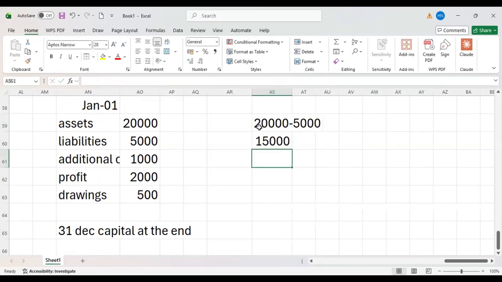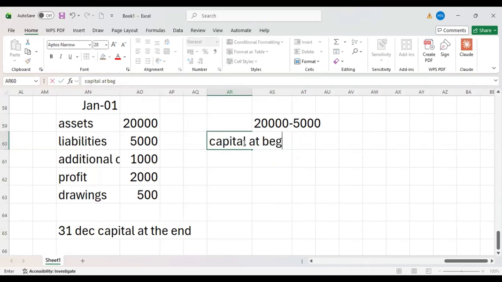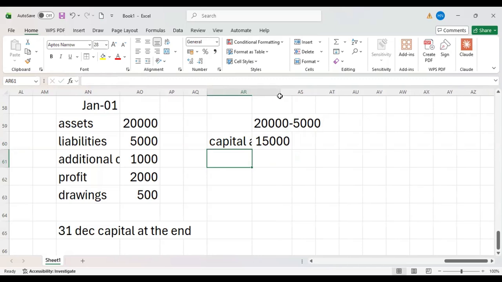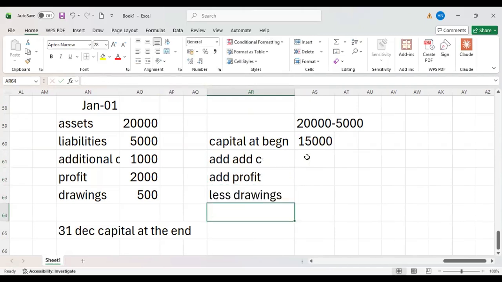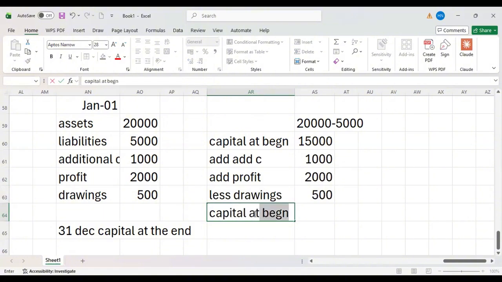That's going to give you 15,000. So now that you have the capital at the beginning, 15,000, the capital at the end is going to be capital at beginning plus additional capital plus profits minus drawings. Well done. So I'm going to put my 1,000 here, my 2,000 here, and then I take out my 500. So what's your final answer? 17,500. Okay, beautiful. Well done.